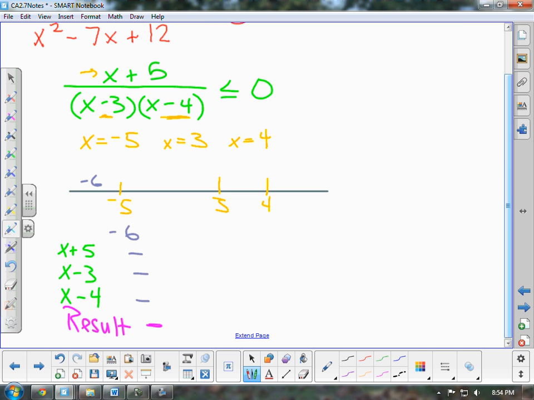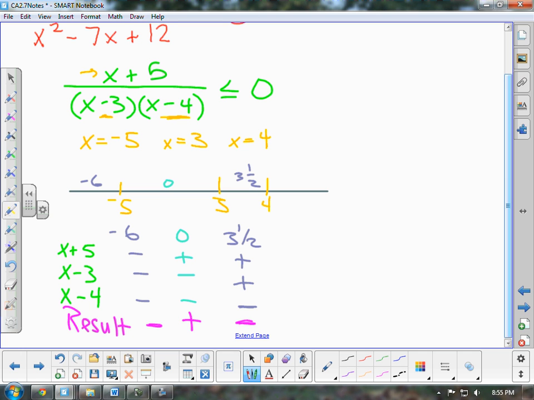Second interval, between a negative 5 and a positive 3, we will take 0 as our value. Substituting it into each one of these, that's going to be positive, a negative, and a negative, which means that the result is a positive. The third interval is between a positive 3 and a positive 4, so we'll say 3.5. Well, 3.5 plus 5 is still positive. 3.5 minus 3 is positive, and 3.5 minus 4 is negative. And so our result in that case is going to be negative.